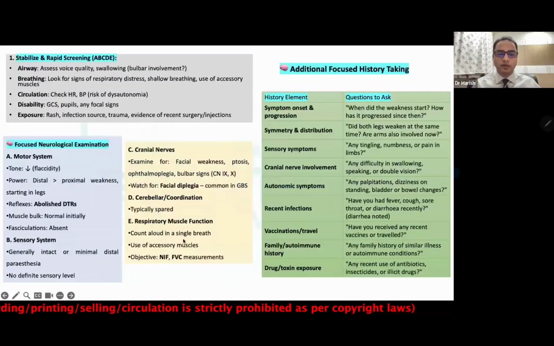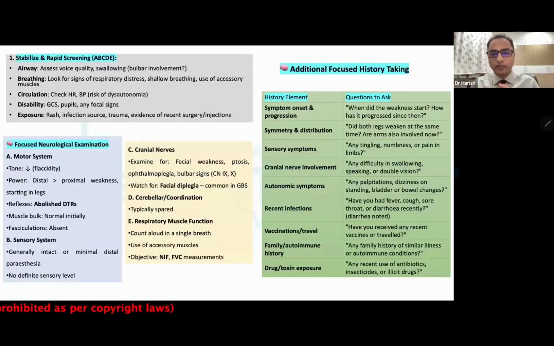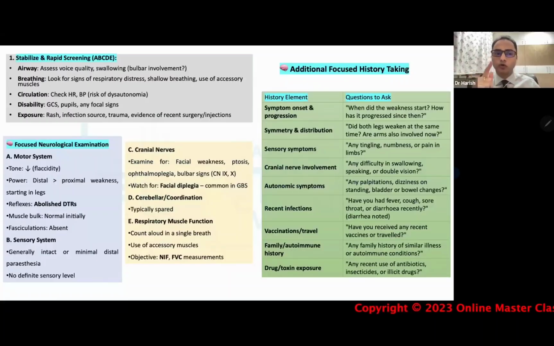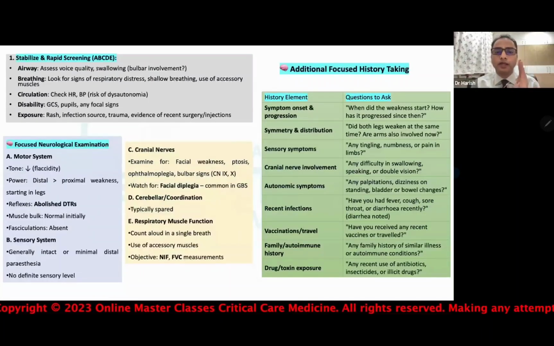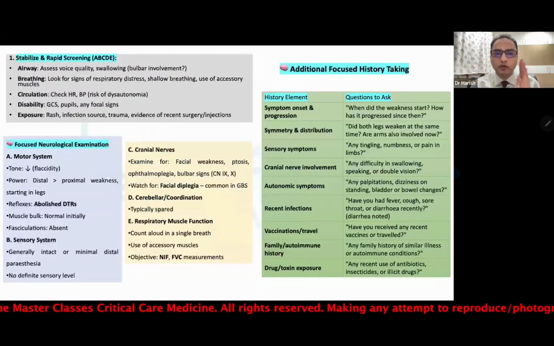So respiratory muscle function: is he able to count in a single breath, accessory muscle usage? So next, objectively, negative inspiratory force and that of the forced vital capacity. So again here, at the beginning none of the examiners is going to expect all these things, but at least you should know. When you have some preoccupied thing, so this is the diagnosis, you should know what you are going to do in terms of the focused neurological examination. Very, very important. Okay. Some might be interested to get to know some of the positive signs, but you should prepare thoroughly.